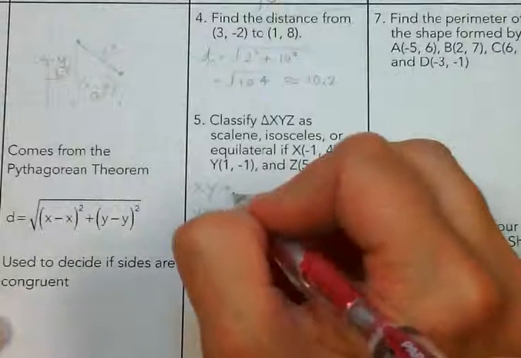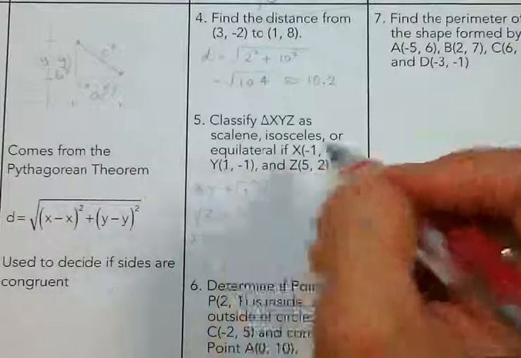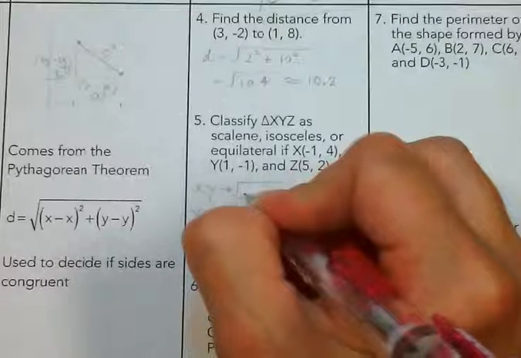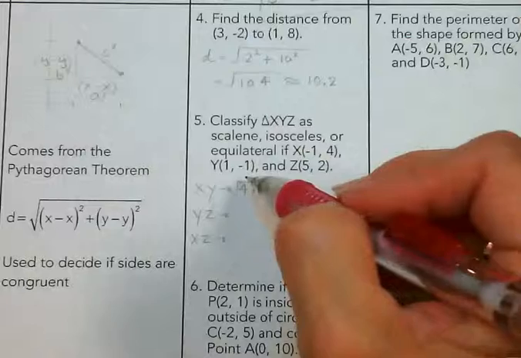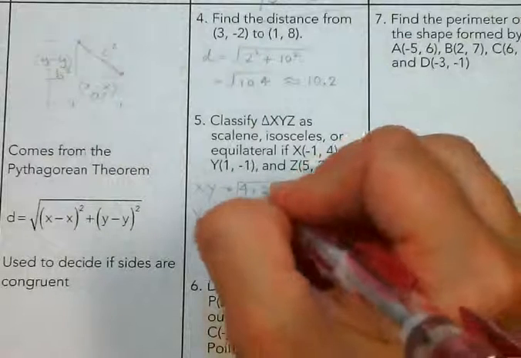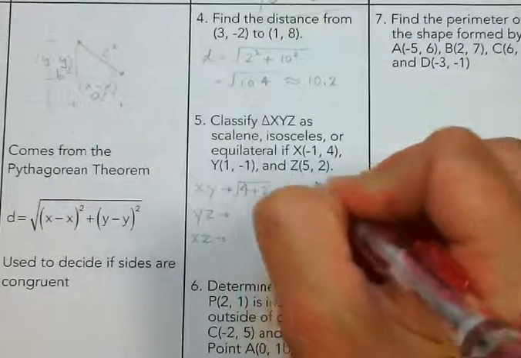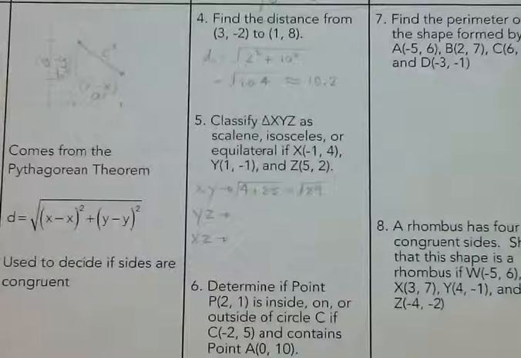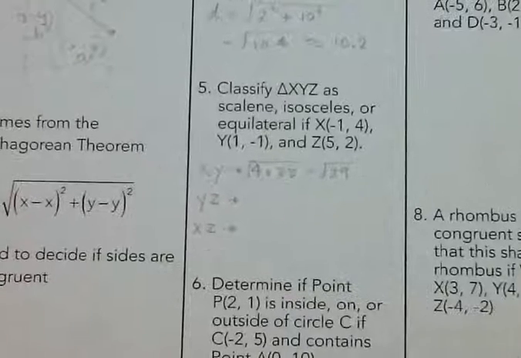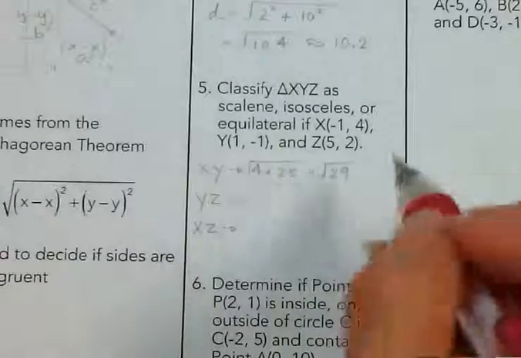So for xy, the distance between 1 and -1 is 2. Square that, you get 4. The difference between -1 and 4 is 5. Square that, you get 25. So xy is the square root of 29. And it's not asking me for the length. It's not a perimeter or area question, so I can leave my answer right there, because all I need to do is compare. So now we need to do yz.